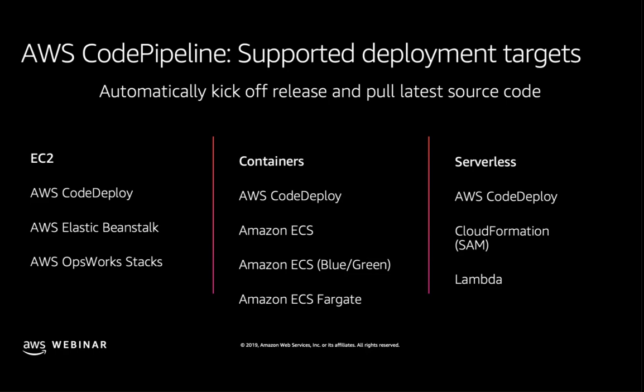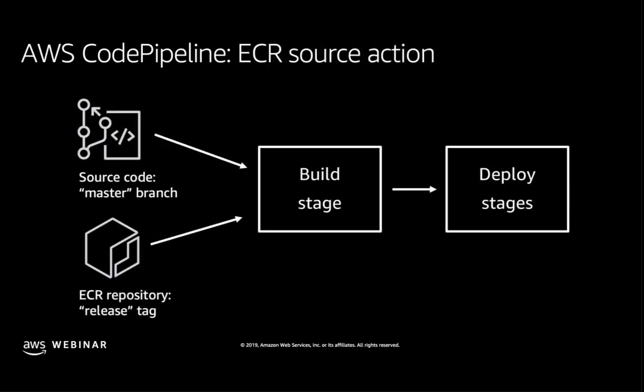So let's talk a little bit about the ECR source action. So you can have a pipeline, and again, the source of that pipeline could either be the master branch of your repo, or it can be your ECR repository with a certain tag, and that can then go and deploy your container image. And I'll show you how this works basically in the demo coming up.